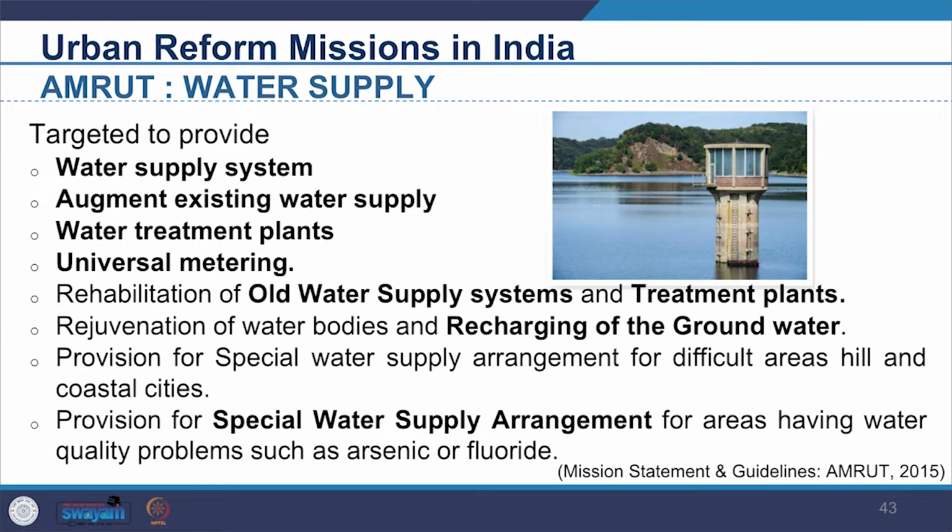In this component, the government also tried to undertake the rehabilitation of the old water supply system and treatment plants. The government also looked into the regeneration of water bodies and recharging of the groundwater. The government also made provision for special water supply arrangements for difficult areas, hill and coastal cities, and those having water quality problems such as arsenic or fluoride.